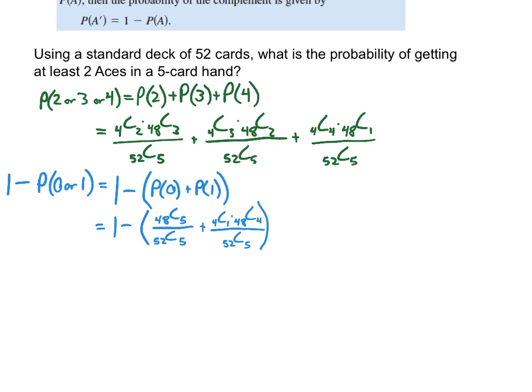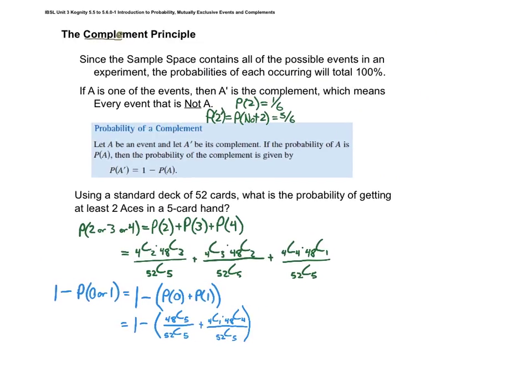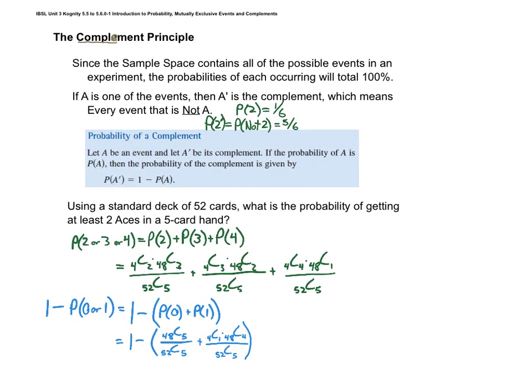The nice thing is we'll learn how to use our calculators to do some of those, which will save us time. You will for the ones that are complicated, yeah. So that is our complement principle. All the probabilities should add up to 1. If you have an event and you want the probability of that event not happening, you just subtract it from 1.